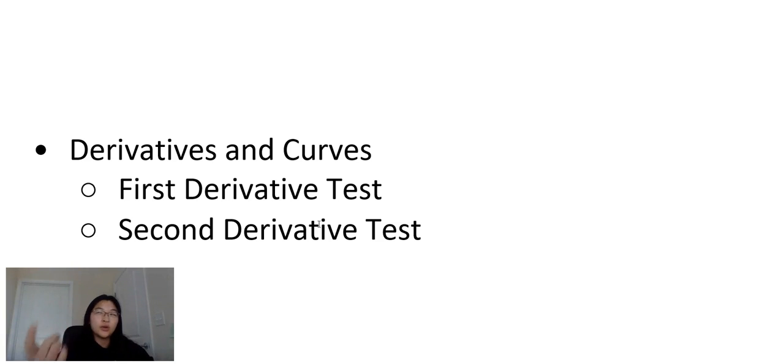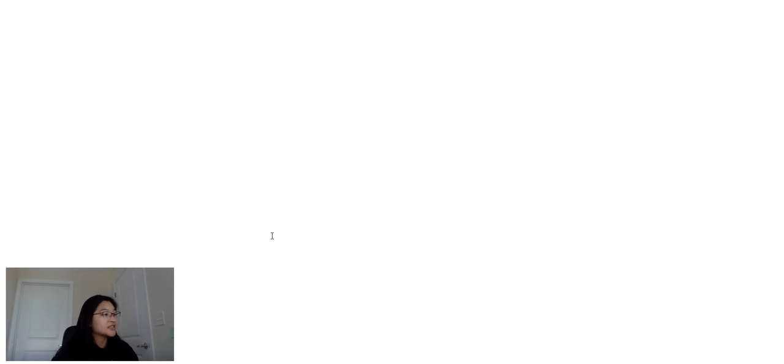So what were the names for extremas? Local mins, relative mins, those are the same. Local or relative max, absolute or global mins, absolute or global maxes. So that's the plan.